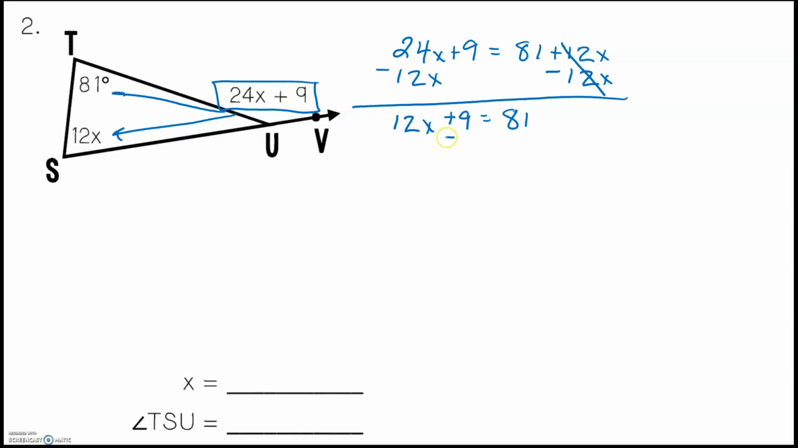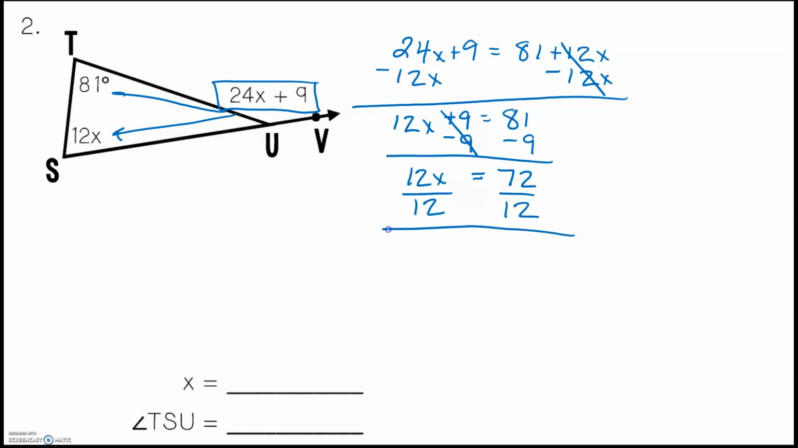This is going to be 12x. Now I'm going to move my number 9 over to the right-hand side of the equal sign. So then I get 12x, that makes 0, and 81, take away 9, leaves me with 72. Then we divide by 12, and should get x is 6.